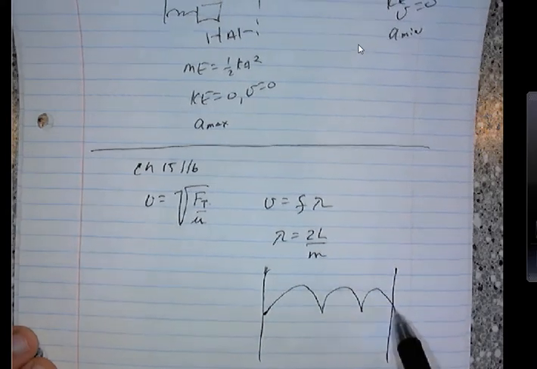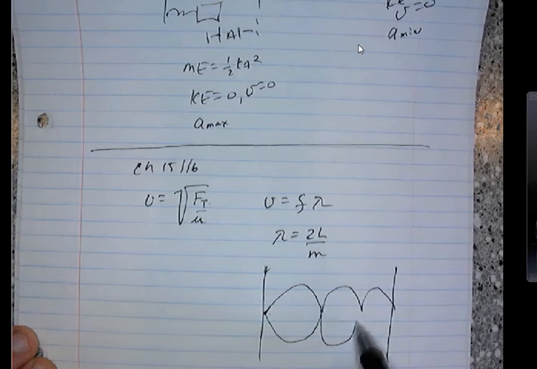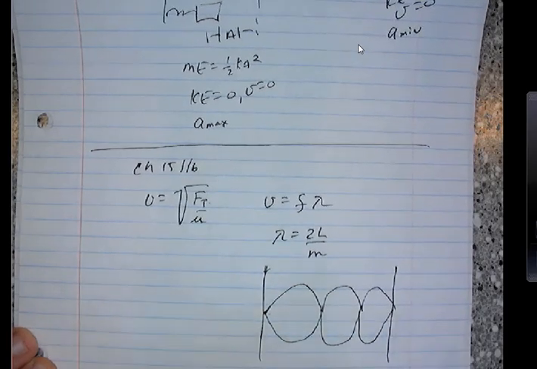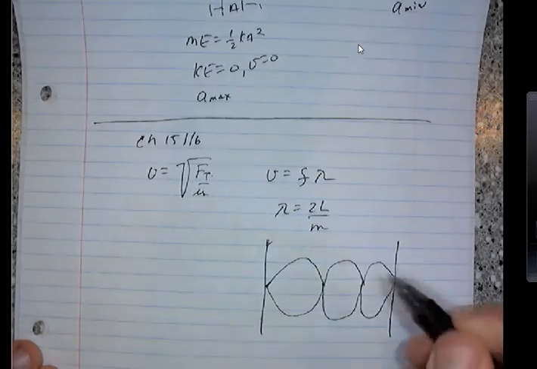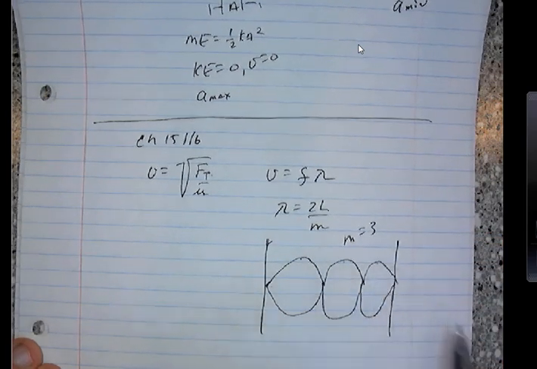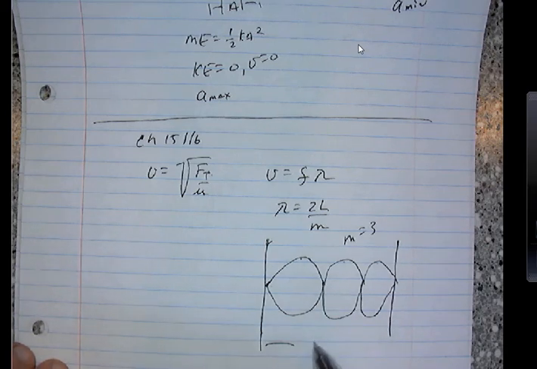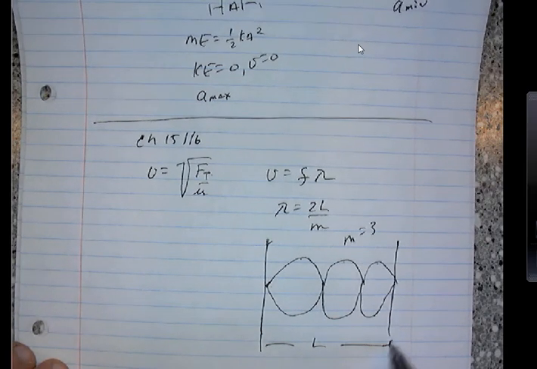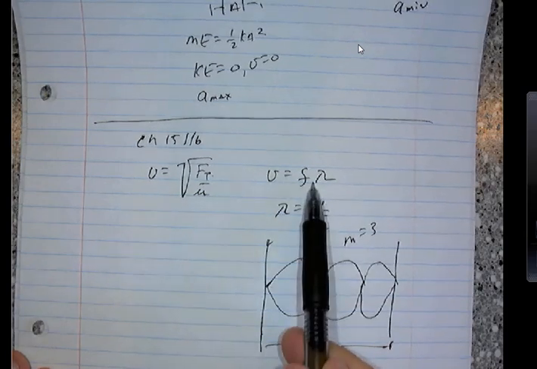okay, let me try to do this. These are all supposed to be the same size. You count the amount of antinodes, so here m is equal to 3. The amount of high spots, 1, 2, 3. And then you can figure out the wavelength. So it's 2/3 of this overall length.